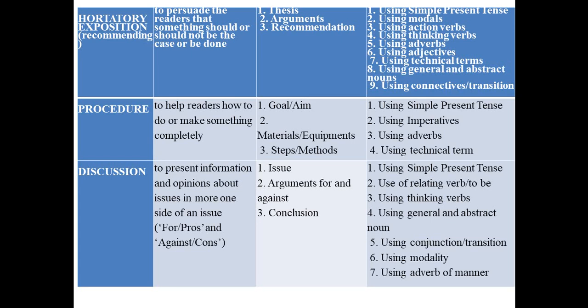The next type of genre is procedure. So this is also one type of genre and text type. The purpose of this genre is to help readers learn how to do or make something completely. The structure is goal or aim, materials or equipment, and steps and methods. In this type of text you can find simple present tense, imperatives, adverbs, and technical terms.